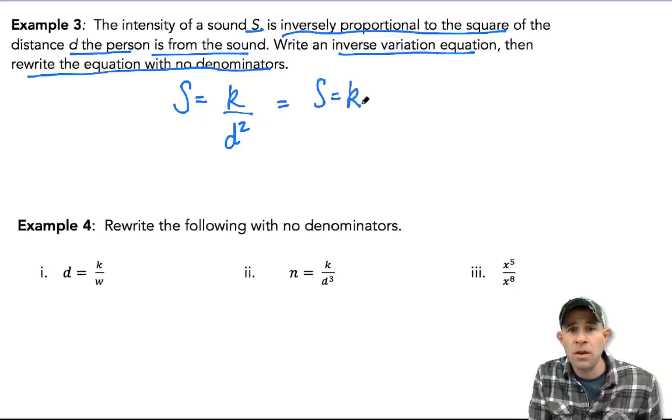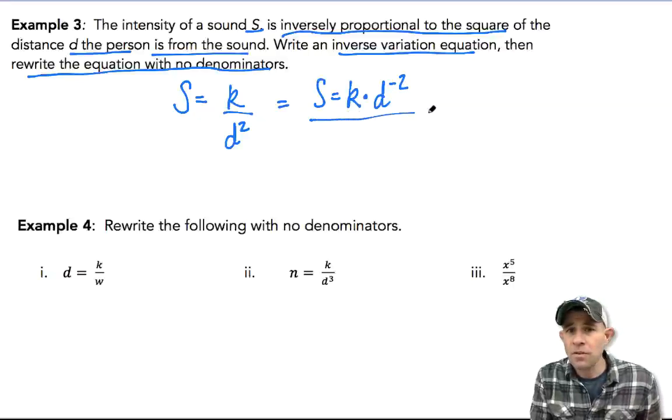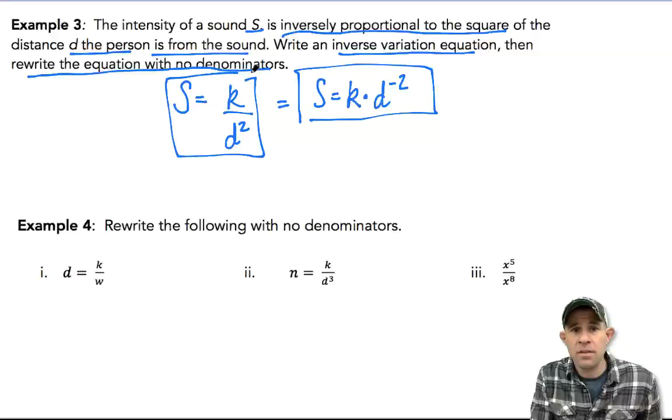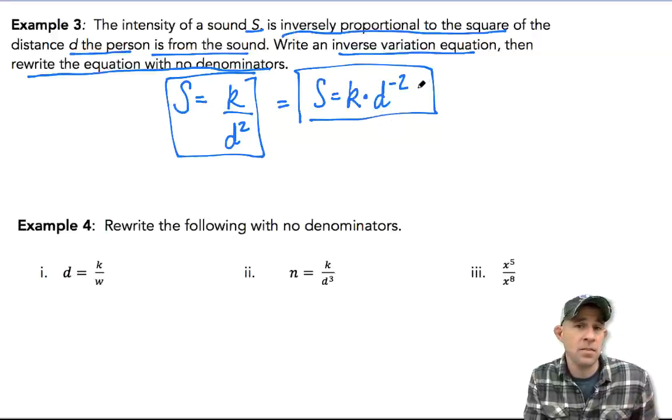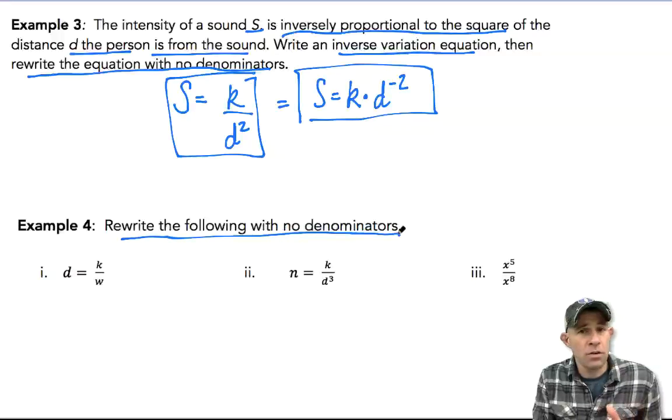So this is really written as s equals k, our constant of variation, times d to the negative 2 power. So here are two equivalent formulas for the intensity of sound, one written with the distance squared as the denominator, the other one just written as a product of k times d to the negative 2nd power. All right, let's see if we can rewrite the following again with no denominators, just following the previous example.